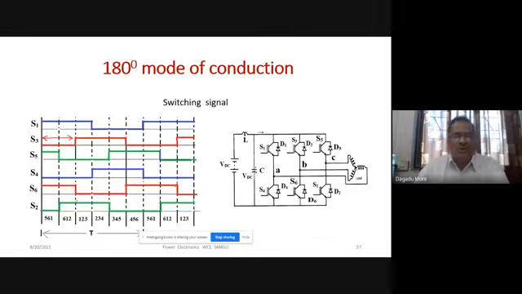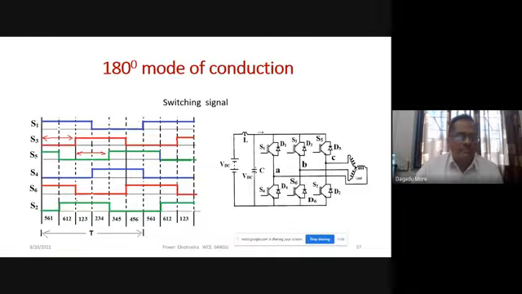and when S3 is off, S6 will be on. Now in the third leg our devices are S5 and S2. S5, we have seen, will have a phase shift of 120 degrees from S3. And again, when S5 is on, S2 will be off, and when S2 is on, S5 will be off.